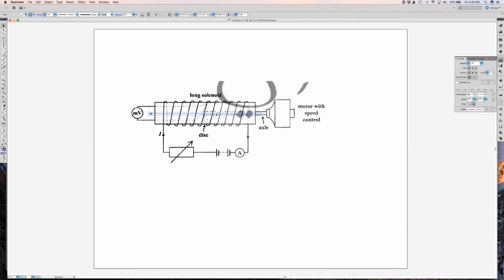Now what we know is inside this coil, the magnetic field is really going to be a uniform field. I just want to paste it in here. So we can see the magnetic field is going in that direction.